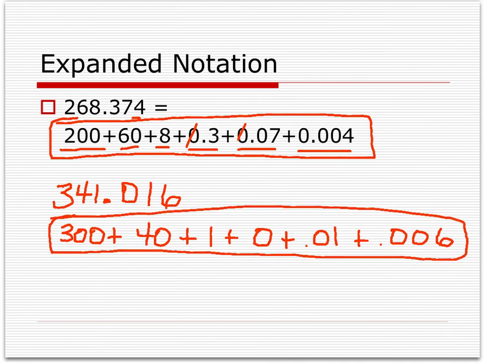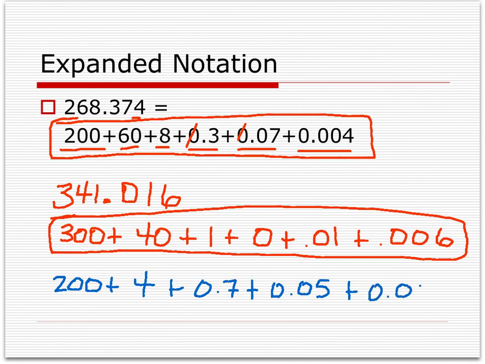Another thing to do would be to try this problem backwards, where instead of giving you the standard form, I'm going to give you the expanded form, and let's see if you can turn it back into standard. So I'm going to say 200 plus 4 plus 7 tenths plus 5 hundredths plus 3 thousandths.